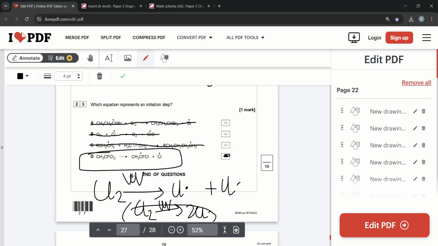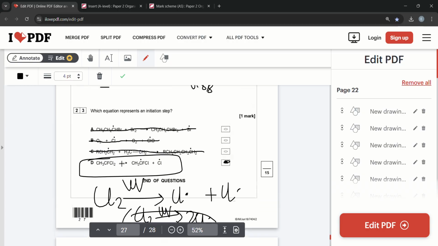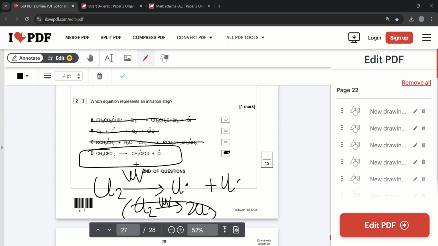So we're going from something without a free radical and then forming 2 free radicals. In this case, it's D. That is the end of multiple choice questions.